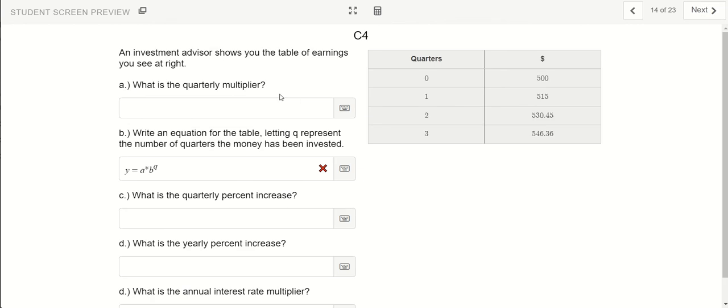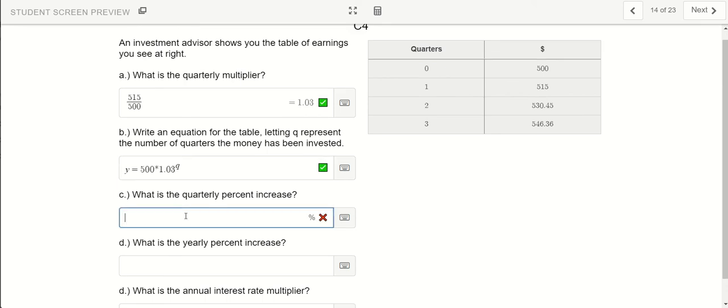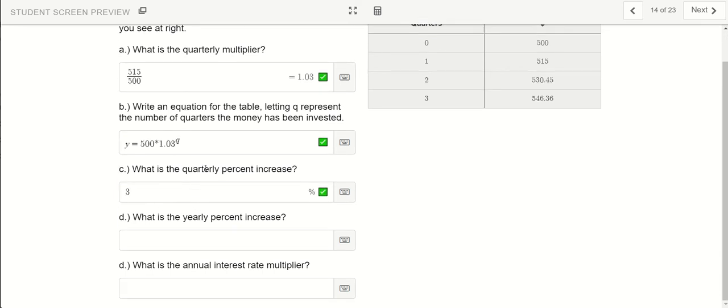Okay, C part 4. Let's see. Here we're asking, if we have this table that represents our earnings, what's our quarterly multiplier? So next divided by previous. I'm earning about 3% each quarter. So my equation would be $500 to invest, 3% each quarter. So my quarterly increase is about 3%. How much percent will I increase for the full year? Again, there are 4 quarters in a year, so 3 times 4 quarters, I'm earning 12% for the whole year, which is 100% plus 12%.